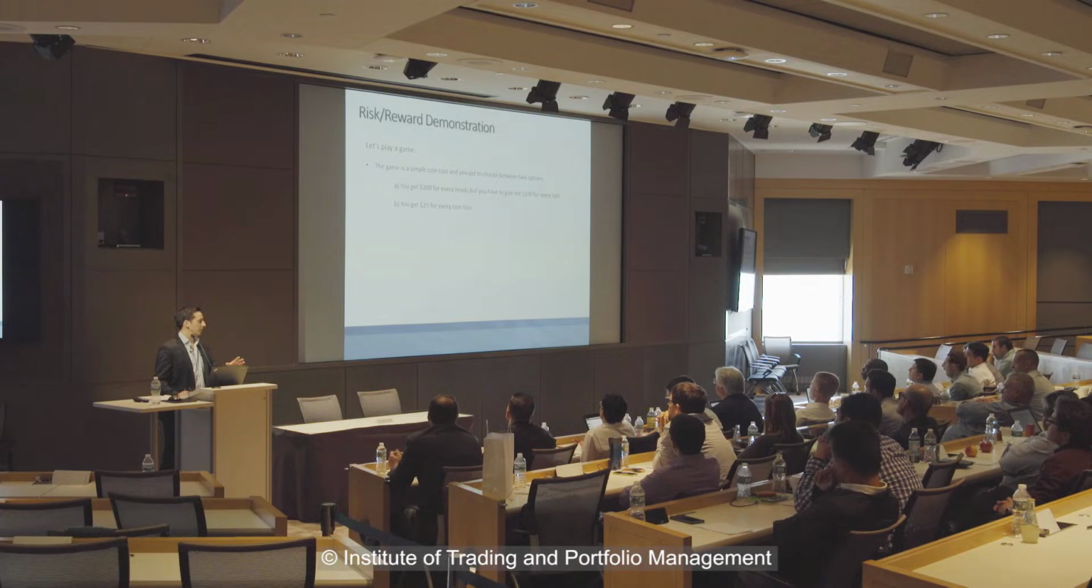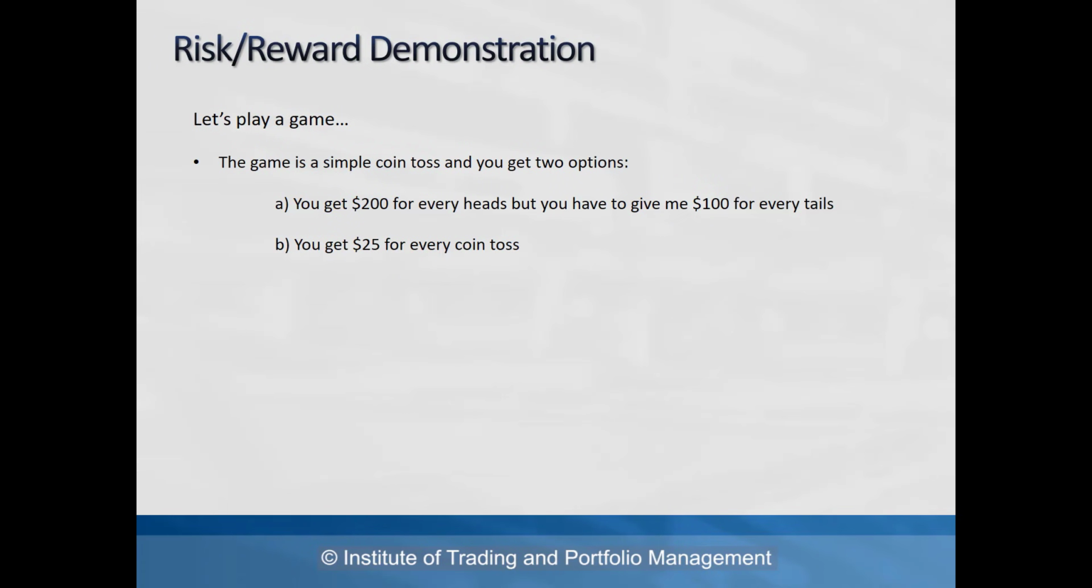I'm going to give you two options. In option A, you get $200 for every heads, but you give me $100 for every tails. Or in option B, you get $25 for every coin toss. I'll just let you think about that for a moment, and then I'll ask you by a show of hands which option you'd rather go for, and we'll talk about the outcome.